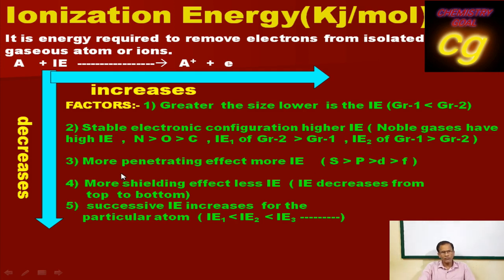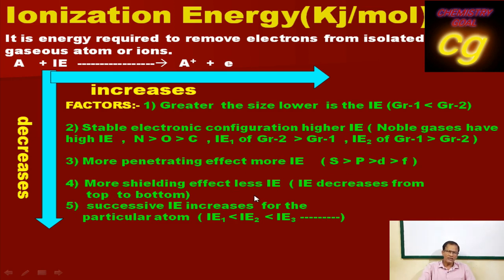Then another important factor is the penetrating effect. If the orbital is more penetrated towards the nucleus, then ionization energy is more. That means s greater than p greater than d greater than f. For the same shell, if you remove an electron from s, it requires more energy compared to p, then d, then f. So more penetrating effect, more ionization energy.